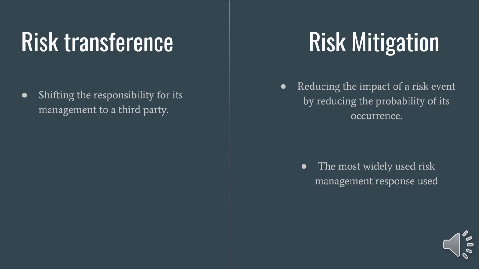Risk transference is shifting the responsibility for its management to a third party. As for risk mitigation, it is reducing the impact of a risk event by reducing the probability of its occurrence. And it is the most widely used risk management response.